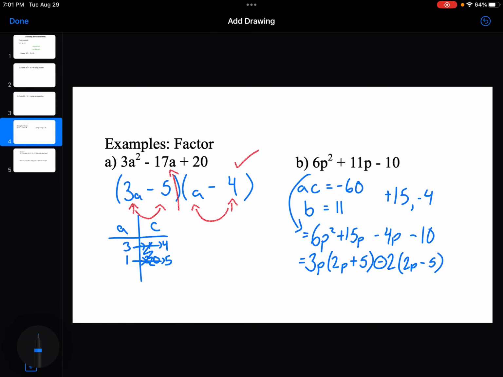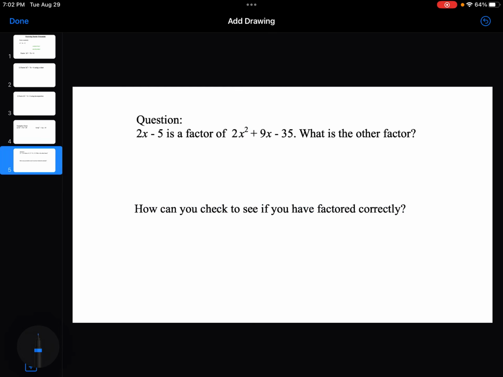You've taken a negative out here, even though that value is right there. We've taken a negative out, so we need to be careful. A negative and a positive makes a negative. And now I've got my 2p plus 5, 2p plus 5. I'm going to write that here. Whatever was outside the brackets becomes my other bracket. I can do my check, and I would know I was correct.